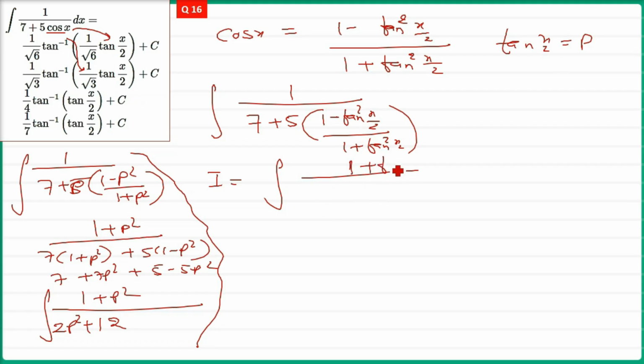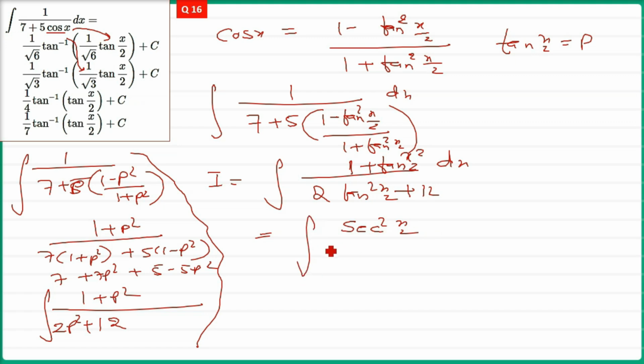So 1 plus tan square x by 2 comes in the numerator, divided by 2 tan square x by 2 plus 12. The 1 plus tan square x by 2 is what? Sec square x by 2. It has a direct relation. Sec square x by 2 is 1 plus tan square x by 2, just as cosec square x by 2 is 1 plus cot square x by 2, that you already know. So half I am taking outside, that is you have 2 plus 12. If you take 2 out, only 6 will remain as the second constant. So we have tan square x by 2 plus 6.